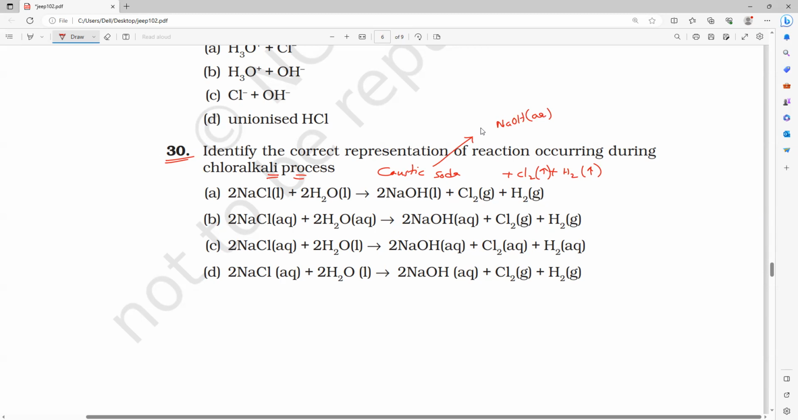So what is the correct equation, everybody? Chlor-alkali process. What is the raw material? Sodium chloride is the raw material. Sodium chloride reacts with water, and we get sodium hydroxide plus chlorine plus hydrogen gas. But why only option D is correct here? Because of the physical state as well as the balanced equation. That is what they are mentioning.